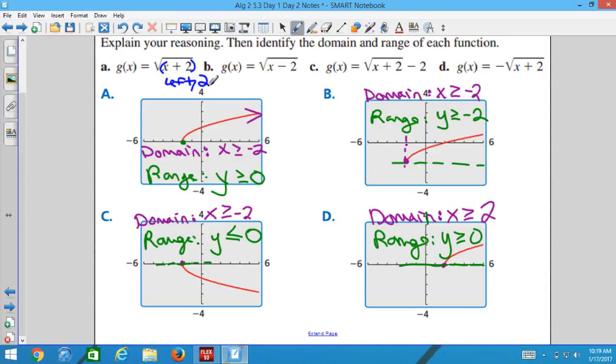Left 2. Right, so then from 0, 0, left 2 could actually be 3 of these. And you guys are using your graphing calculator. Which one was it? A is A, right. A is lowercase a, capital A, they go together. So that one only had left 2, where the other ones have other things happening.